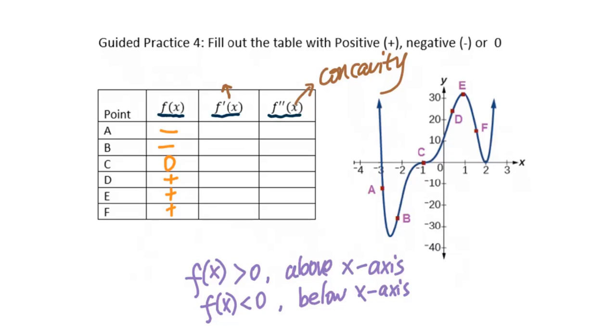For the first derivative, for A, it's on the decreasing function, so it's negative. For B, it's an increasing function, so it's positive. For C, you could see this is a stationary inflection point, so it's 0. For this D, increasing graph, therefore it's positive. E, it's a local maximum. It's a stationary point, therefore it's 0. F, it's on the decreasing graph, so it's negative.